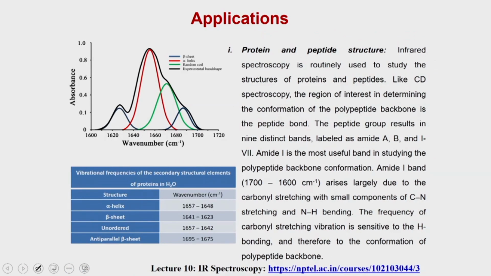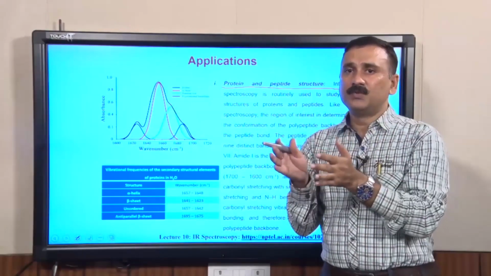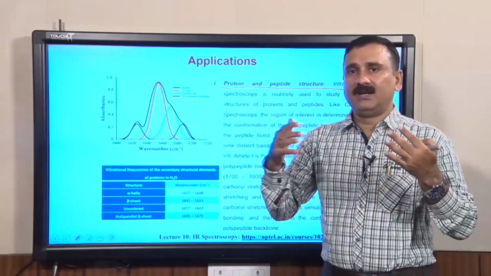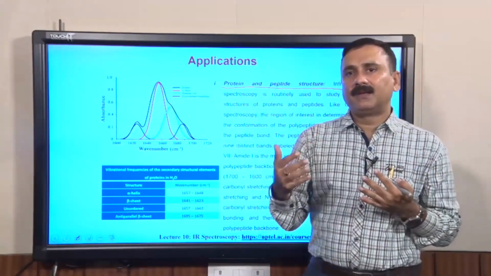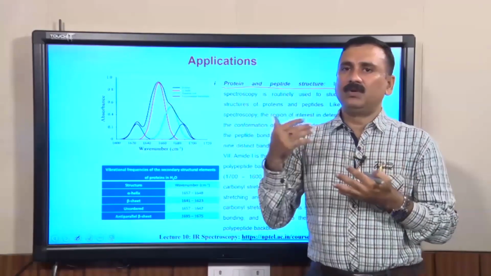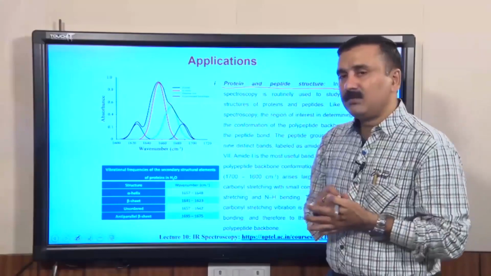Then you can characterize different types of secondary structures present in proteins, because the different secondary structures contain carbonyl as well as amine groups, and these carbonyl and amine groups are placed in different positions. As a result, they give you different types of IR spectra, and you can characterize them.